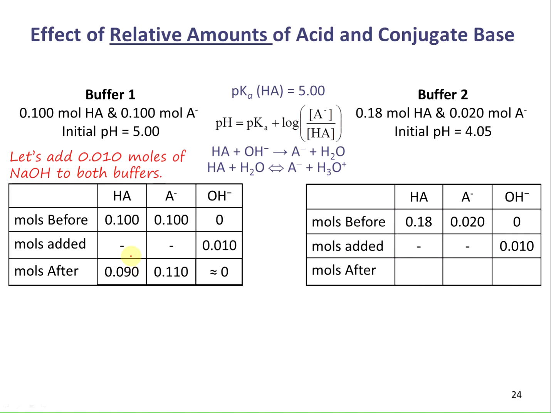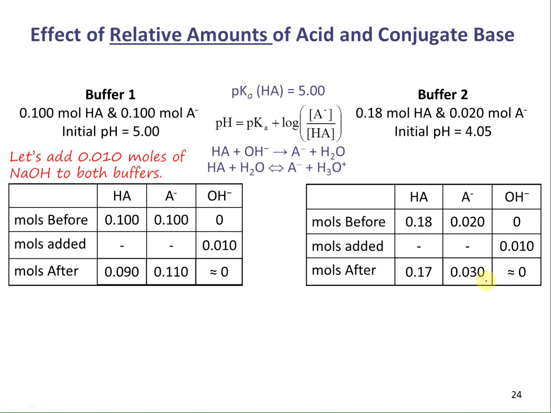So we've added 0.01 moles of sodium hydroxide. One equivalent of sodium hydroxide will neutralize the same number of equivalents of HA, so we've lost 0.01 moles of HA, and we have a total of 0.09 moles of HA. But this will make 0.01 moles of the A minus, so our total of the A minus is now 0.11, so our A minus has gone up. And in the case of buffer 2, we see similar changes where the HA concentration has gone down by 0.01 and the A minus concentration has gone up by 0.01 due to the hydroxide reacting with the HA.